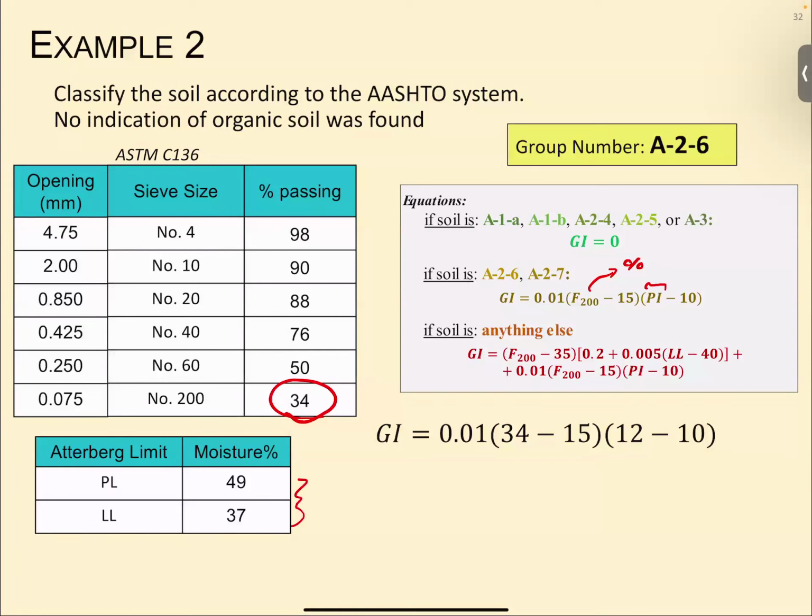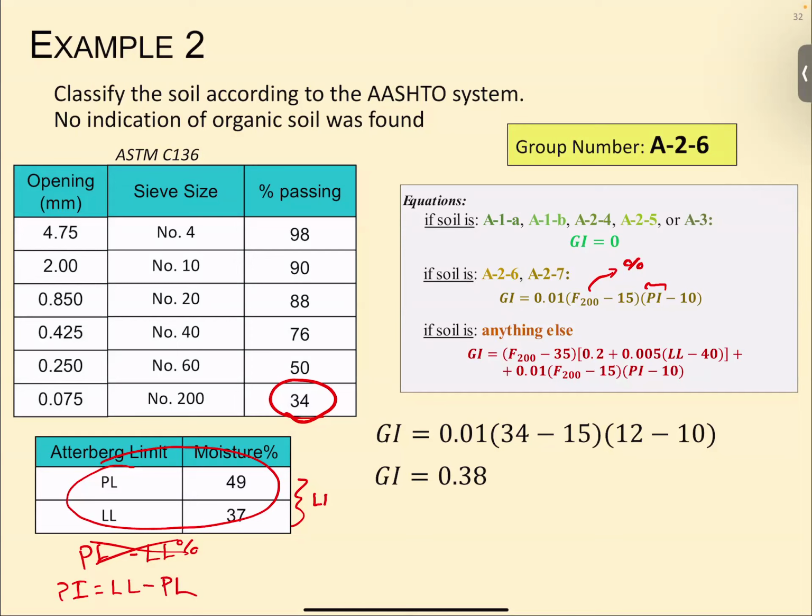Because remember, plasticity index is plastic limit minus the liquid limit. I think this is messed up. This should be backwards, because PI should be liquid limit minus plastic limit.